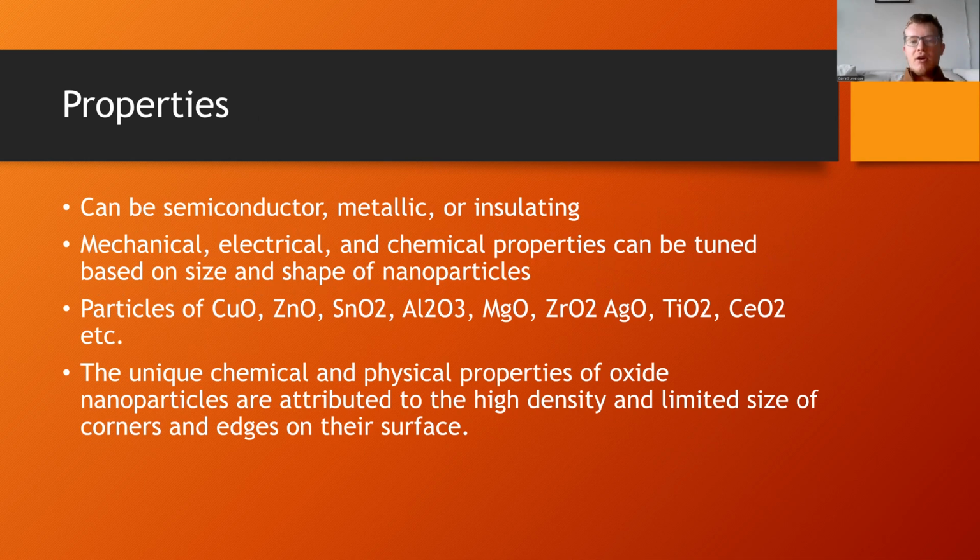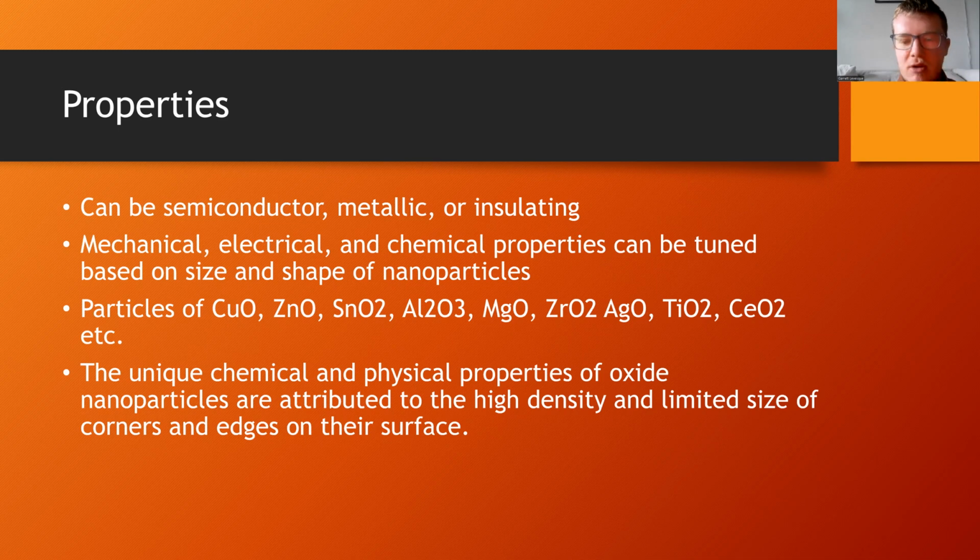They can be semiconductor, metallic, or insulating. And additionally, the mechanical, electrical, and chemical properties can be tuned based on the size and shape of the nanoparticles. And also particles of copper oxide, zinc oxide, tin oxide, dialuminum trioxide, magnesium oxide, zirconium dioxide, silver oxide, titanium dioxide, and cesium oxide, in addition to many others, are found.